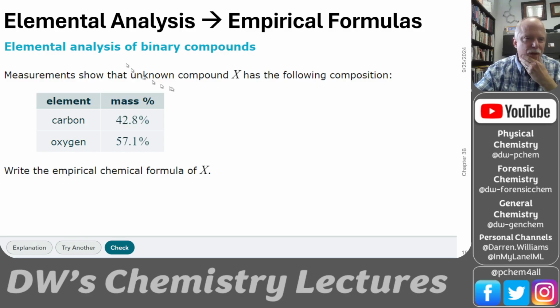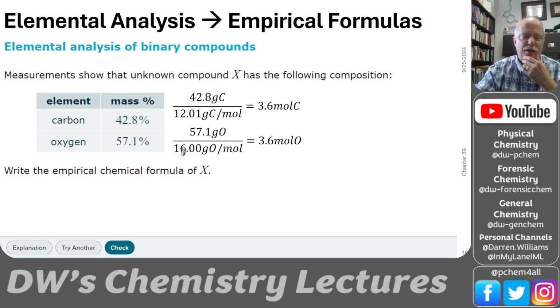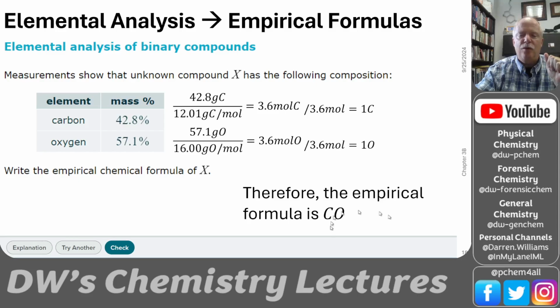Let's do another one. So measurements show that this compound X has this composition of 42.8% carbon and 57.1% oxygen. If we pretend that we have 100 grams of this substance, then that's 42.8 grams and 57.1 grams. Let's divide that 42.8 grams of carbon by 12.01, so we get 3.6 moles of carbon. We divide 57 by 16 and we get 3.6. They're the same amount of each. So this empirical formula, if we divide by 3.6, we end up with 1 carbon and 1 oxygen. And so our empirical formula would be CO, carbon monoxide.